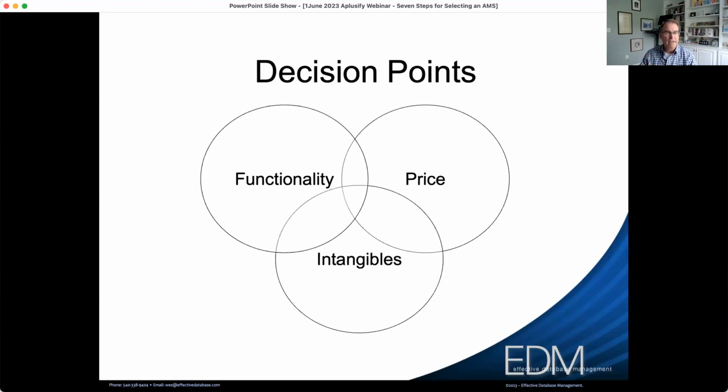And then finding those intangibles, that art that I keep talking about. Does the company make us feel good? Does the UI make us feel good? Do we feel like there's a future in this relationship? That's really, really important. And where those 3 intersect, of course, is where your best choice is going to be. But you notice these 3 circles don't all sit on top of each other because no system is perfect. It's only where the functionality and the price and the intangibles come together and say, yeah, that's going to be our best choice for a new AMS.